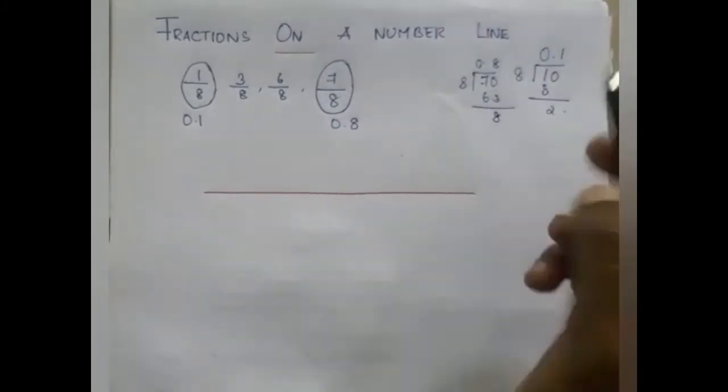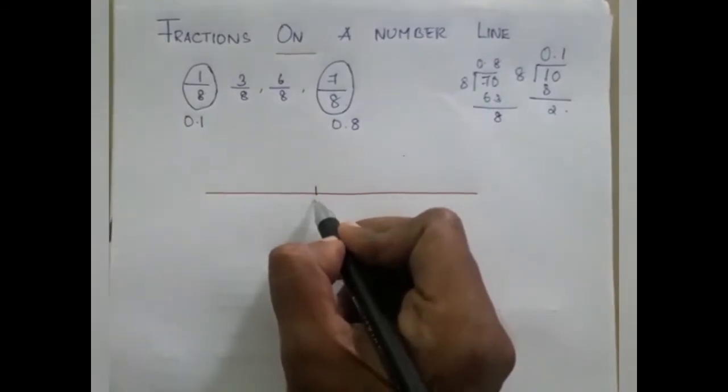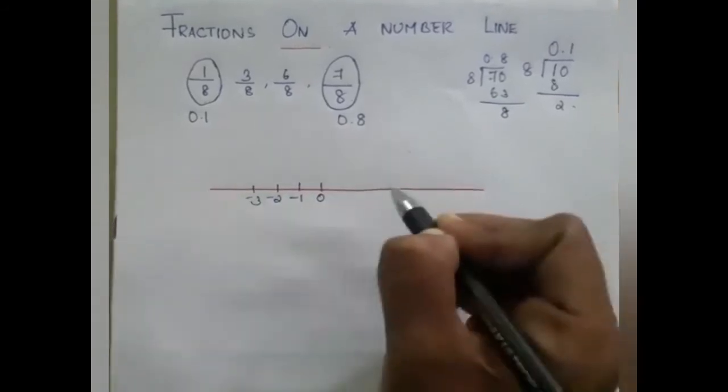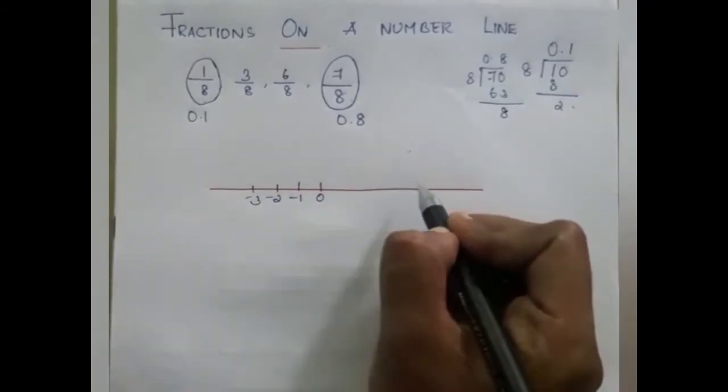So you can see that when you represent it in a number line, it is 0. Left side it is -1, -2, -3. Right side, you know that it is 1, 2, 3 like that, is it?